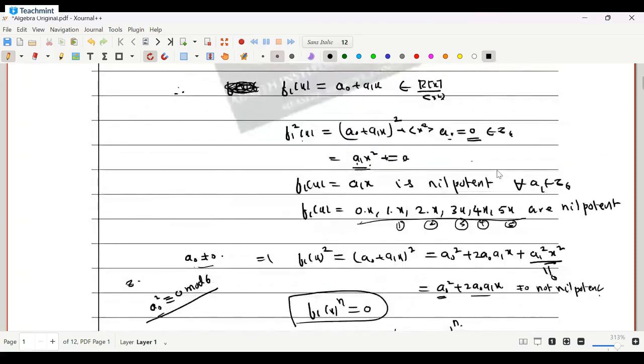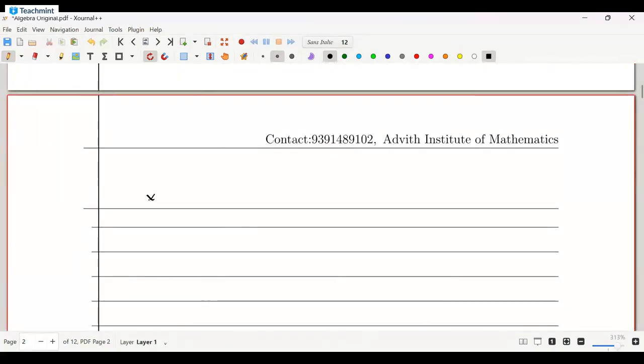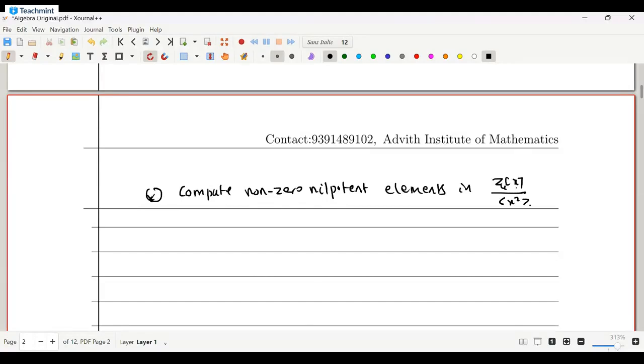For the next one, you do this, then it's okay. So compute non-zero nilpotent elements in Z4 of x by generated by x square. I will give options also, sir. Option A is 5, B is 4, C is 6 and option D is 8. Compute non-zero nilpotent elements in Z4 of x by generated by x square.